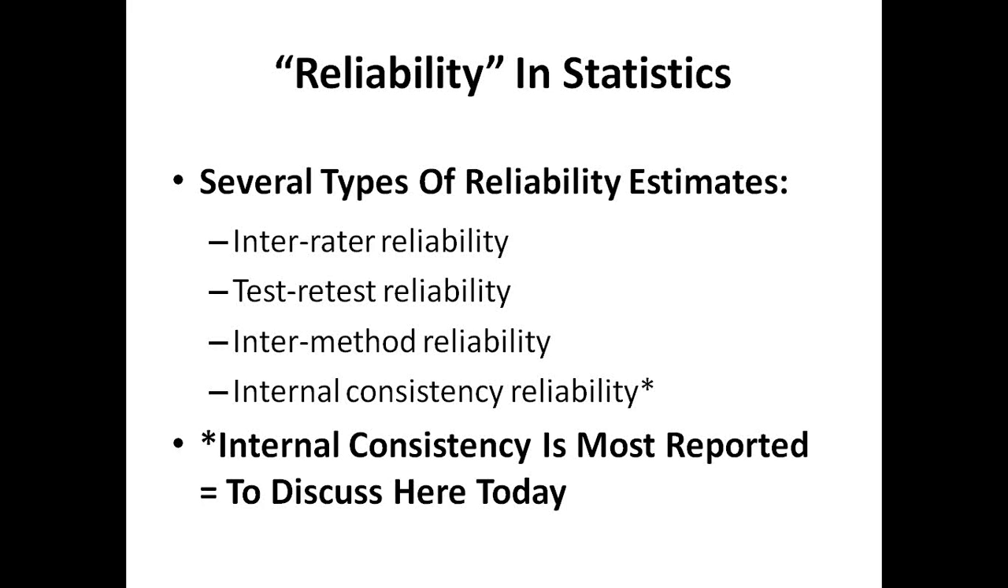There are several types of reliability estimates in statistics. We won't go into all of them because each one of them is a subject in itself. There's inter-rater reliability, test-retest reliability, inter-method reliability, and internal consistency reliability. You can see by the asterisks that internal consistency is the most reported, so that's what we'll discuss here today. If it's the most reported, it's what we should discuss first, so here we go.